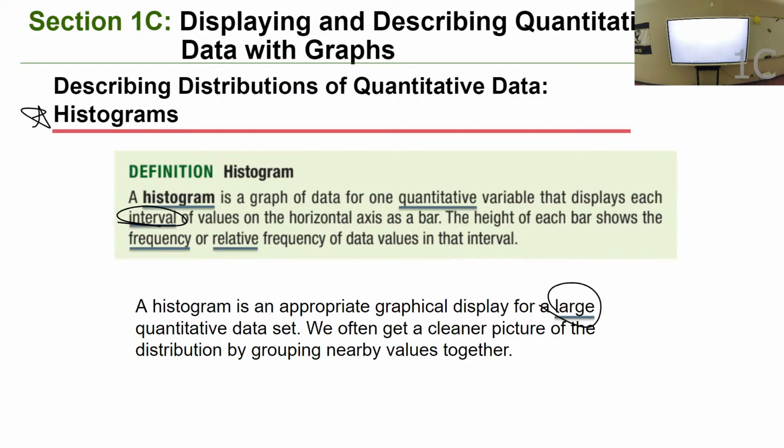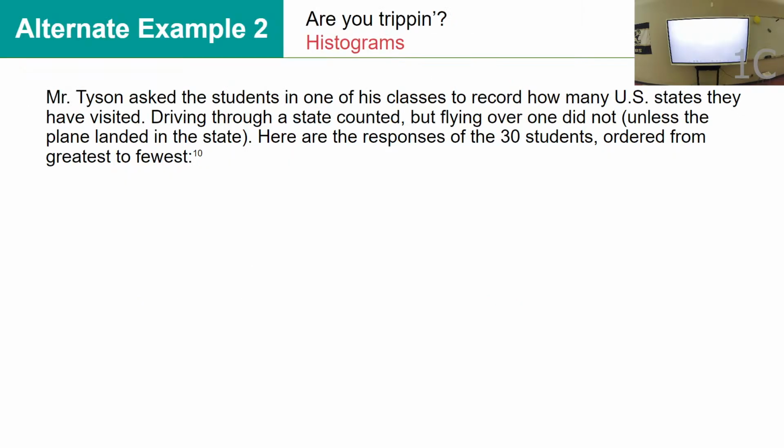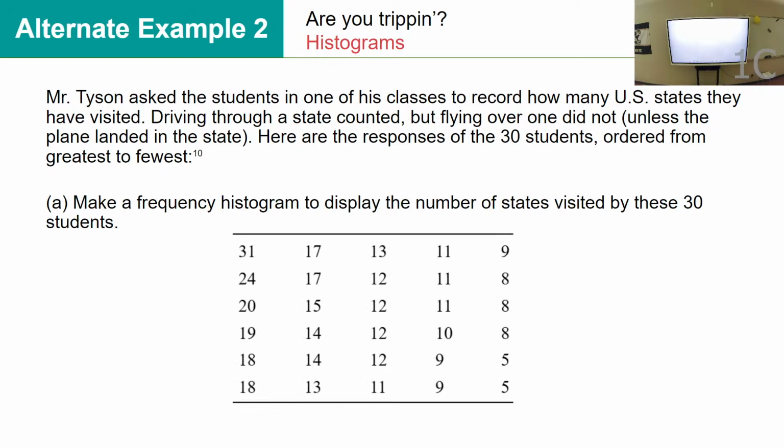Which graph would be most appropriate for this? That's a good question. Mr. Tyson asked the students in one of his classes to record how many U.S. states they have visited. Driving through the state counted, but flying over them did not, unless the plane landed in that state, then you could count it. Here are the responses of the 30 students ordered from the fewest to the greatest. Greatest is 31, fewest is 5.